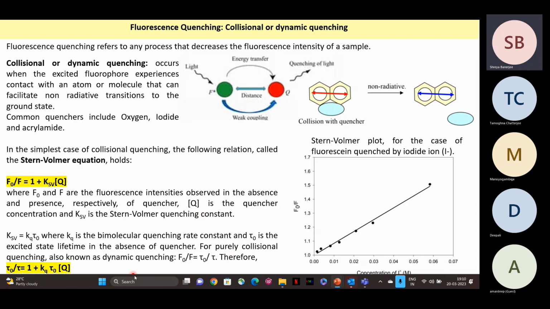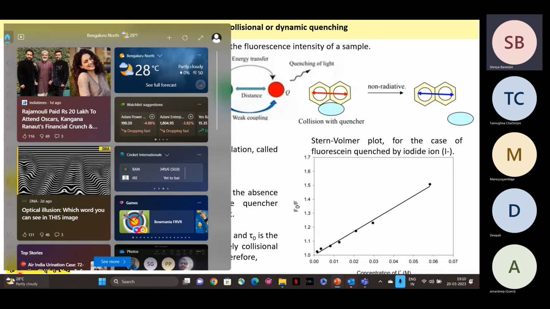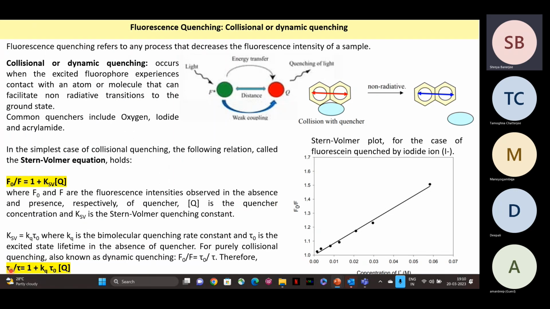For pure collisional quenching, F0 by F can be written as tau 0 by tau. So basically, tau 0 is the lifetime in the absence of quencher and tau is the lifetime in the presence of the quencher. F0 by F can be replaced by tau 0 by tau, and KSV can be expanded by writing KQ tau 0, which gives this equation. So this is the Stern-Volmer equation in case of collisional or dynamic quenching.